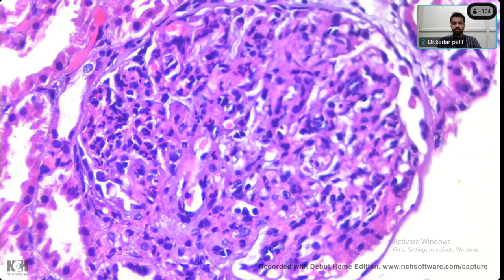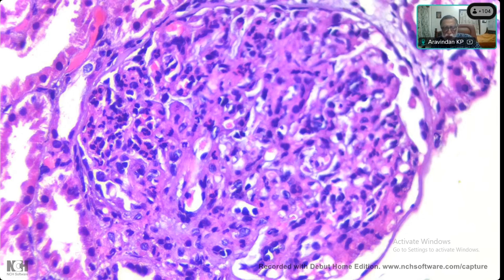So with this appearance, what is your diagnosis? Sir, it could be diffuse proliferative glomerulonephritis. Proliferative and mostly exudative, post-infectious. Exudative because of neutrophils. So what is the most common cause of such an appearance in a renal biopsy? Sir, diseases like IgA or lupus nephritis or vasculitis. We will look at the IF.